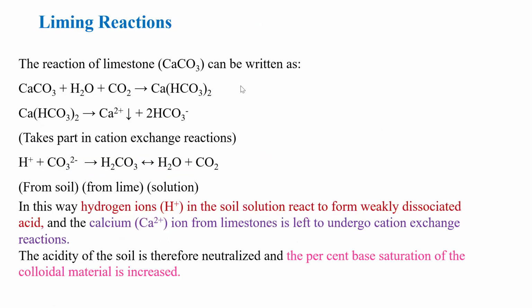Next is the liming reaction, which is used for acid soils. In the liming reaction, when limestone, that is calcium carbonate, is treated to the acidic soil, it combines with water and carbon dioxide and forms calcium bicarbonate. The calcium released into the solution helps in increasing the pH, and the carbon dioxide, hydrogen and water released here enter into the solution.